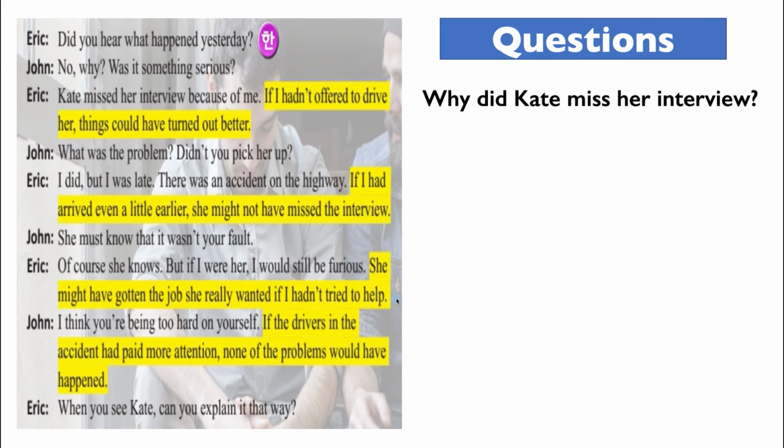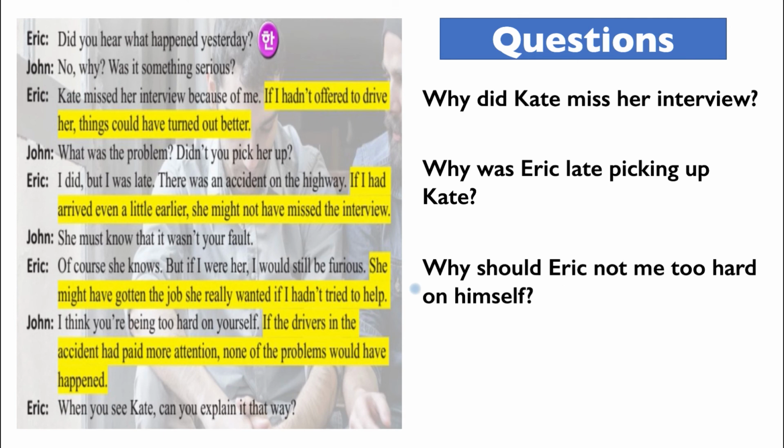Why did Kate miss her interview? Because Eric was late. Yes, because Eric was late picking her up. Why was Eric late picking her up, Kate? Because there was an accident on the highway. Yes. Why should Eric not be too hard on himself? Because it's not his fault. Yes, because he didn't cause the accident, because it's not his fault.